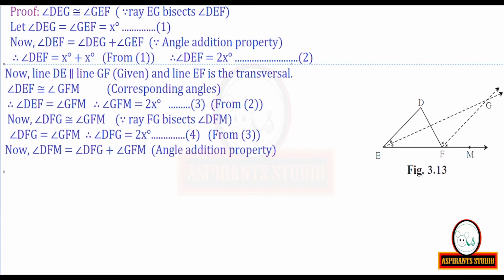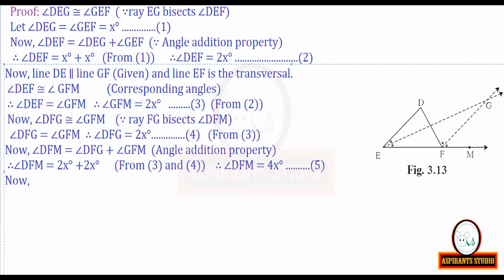So measure of angle DFM is equal to 4x degrees. Take this equation to be equation number 5. Now in the figure you can see angle DFM is an exterior angle of triangle DEF. First of all, look at triangle DEF. One of the exterior angles is shown here, angle DFM. Angle DFM is the exterior angle of triangle DEF.